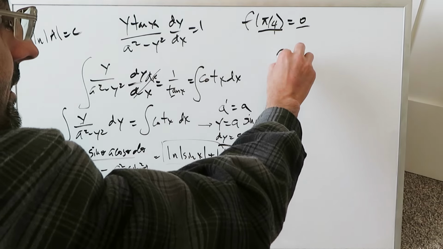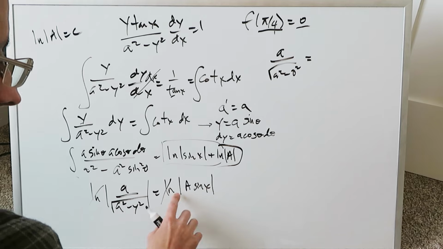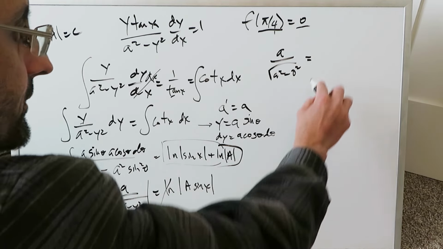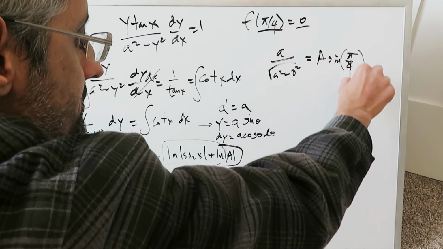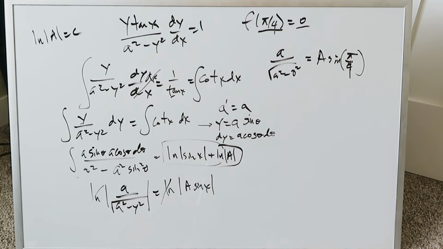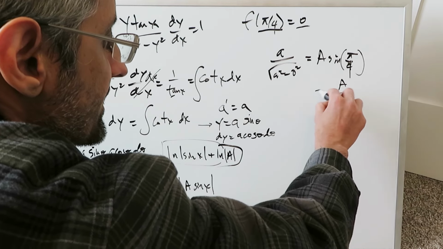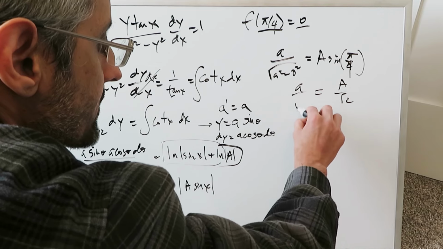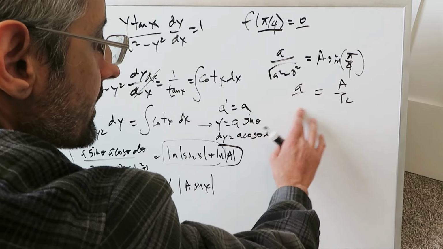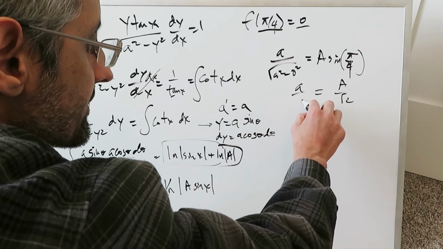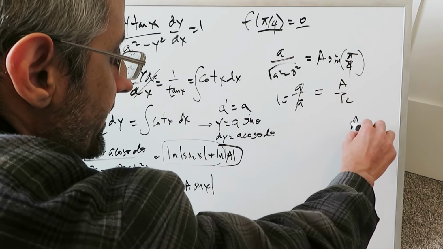So you'll have a over square root of a square minus 0 square is equal to, these natural logs have dissipated, they're gone away, is equal to a sine of pi over 4. And that's what you have coming from right here. Well, we know what sine of pi over 4 is. It's 1 over root 2. It's a over root 2 is equal to a over root of a square. Root of a square is really equal to an a. And you know that a over root a square is equal to a over a, which is equal to 1.